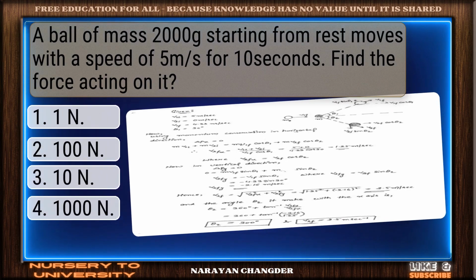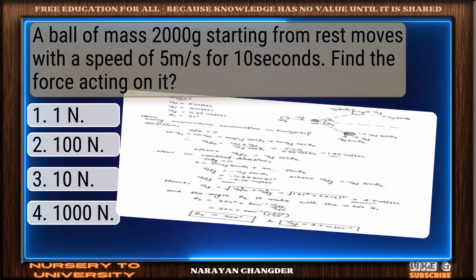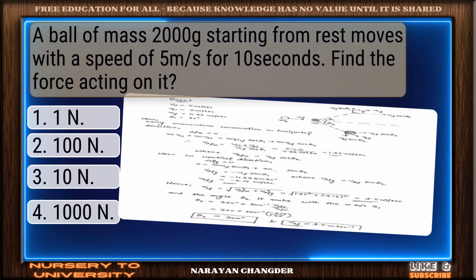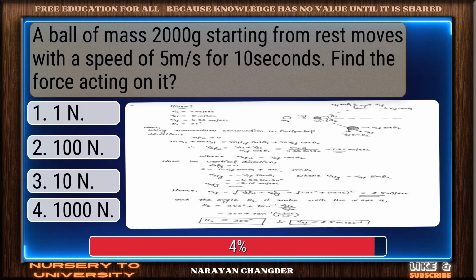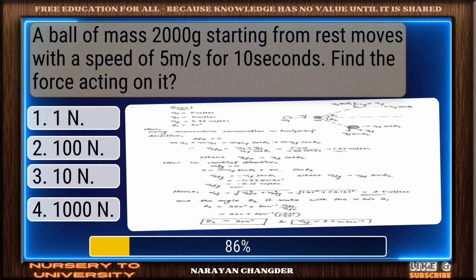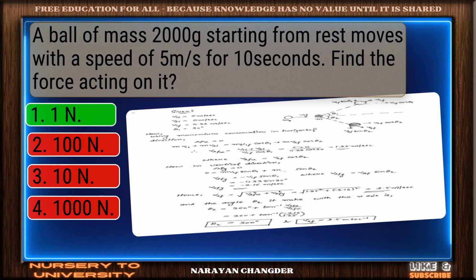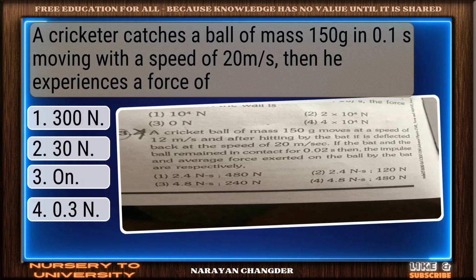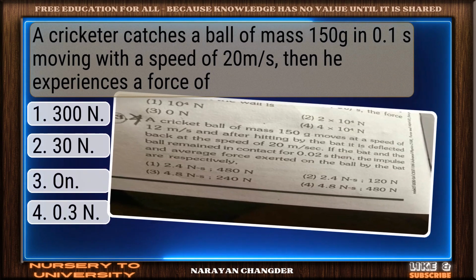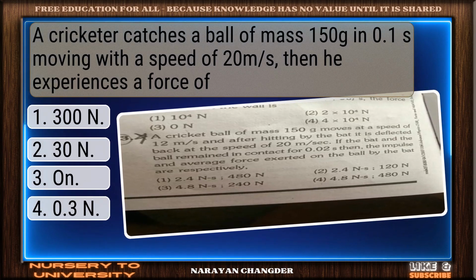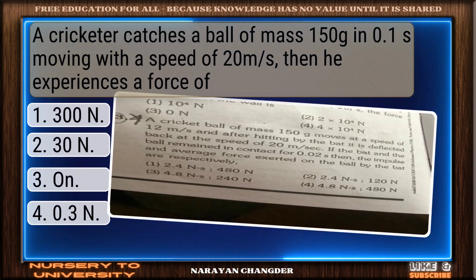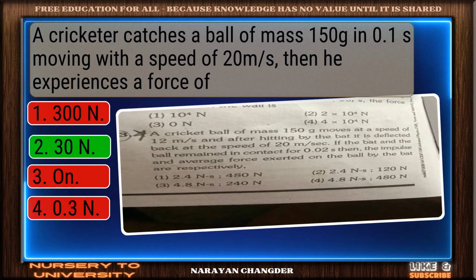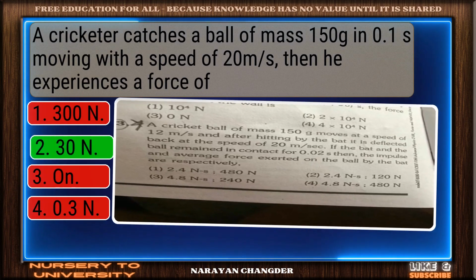Question number 86. A ball of mass 200 g starting from rest moves with a speed of 5 m/s for 10 seconds. Find the force acting on it. Well picked. 1N is the correct answer. Question number 87. A cricketer catches a ball of mass 150 g in 0.1 s moving with a speed of 20 m/s. Then he experiences a force of... Valid point. 30N is true.